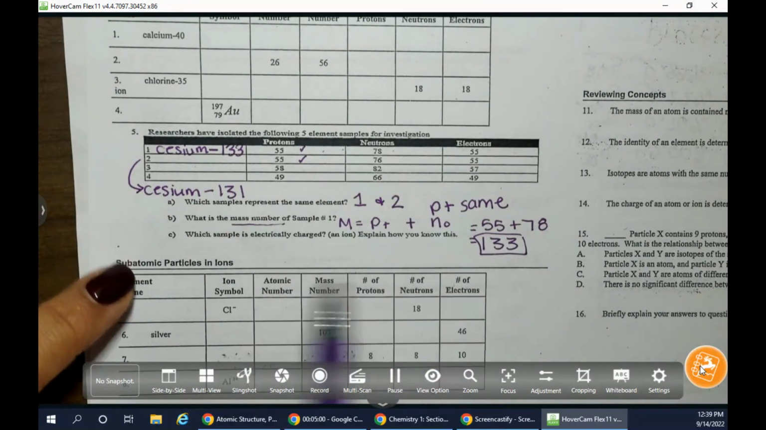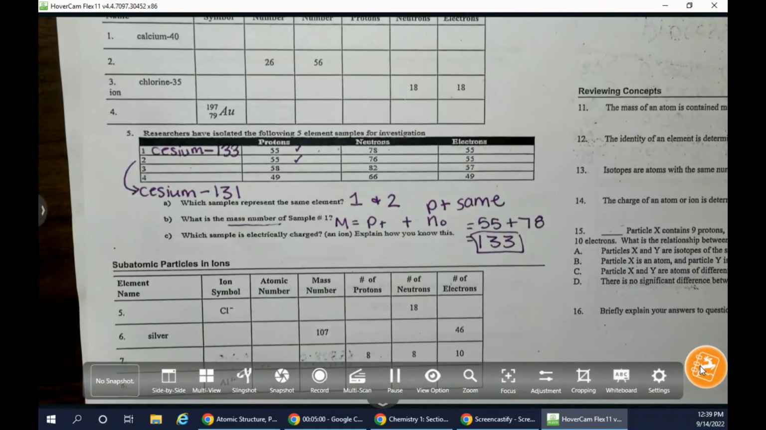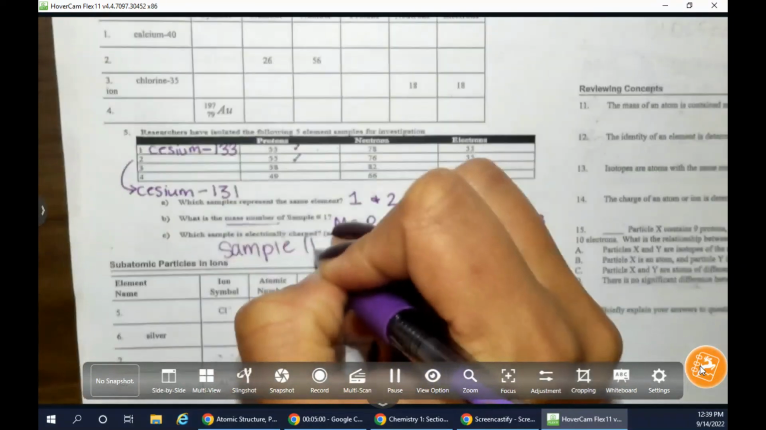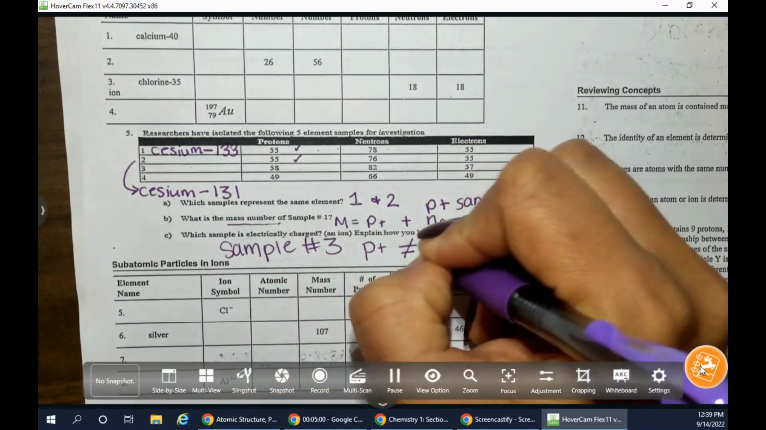All right, and then finally, letter C said, which sample is electrically charged? Which one is that going to be? Sample 3. And that's because protons are not equal to your electrons.